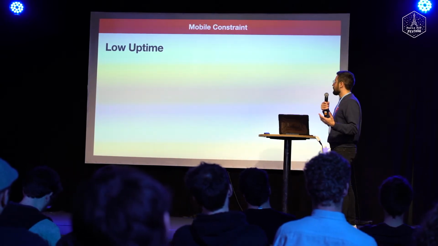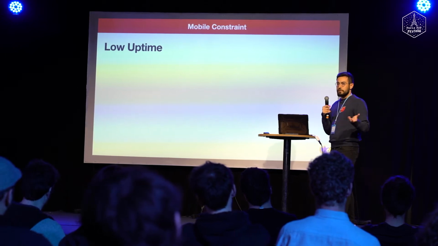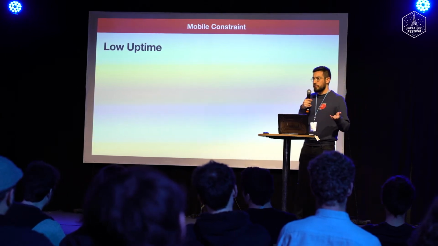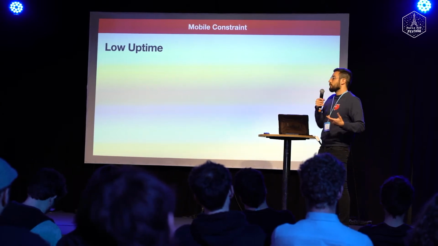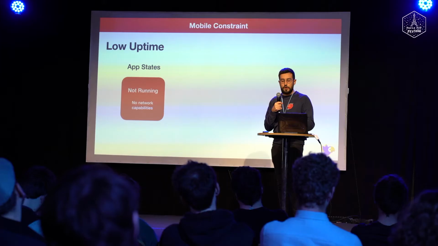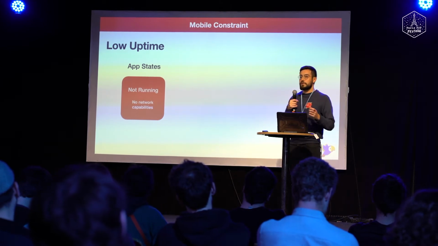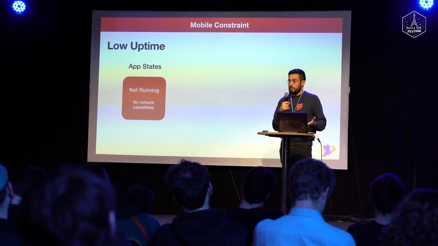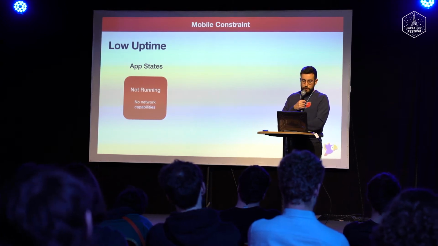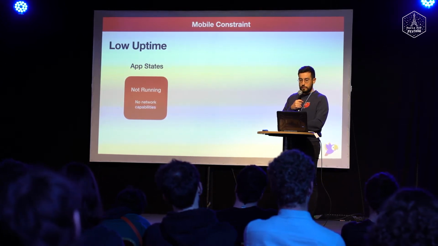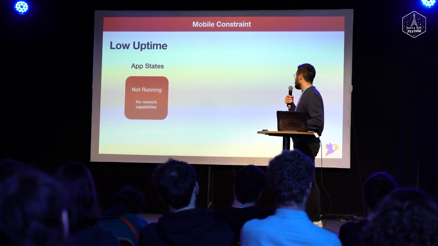There is another constraint, which is the uptime. I don't know which person talks about it later, but actually it's a big constraint. Of course, it depends on the application, but let's take Bertie as an example. Bertie is a messaging application, so you don't use it a lot. Actually, you open it and you close it. So if I do a cycle, it will actually be in the not running state.